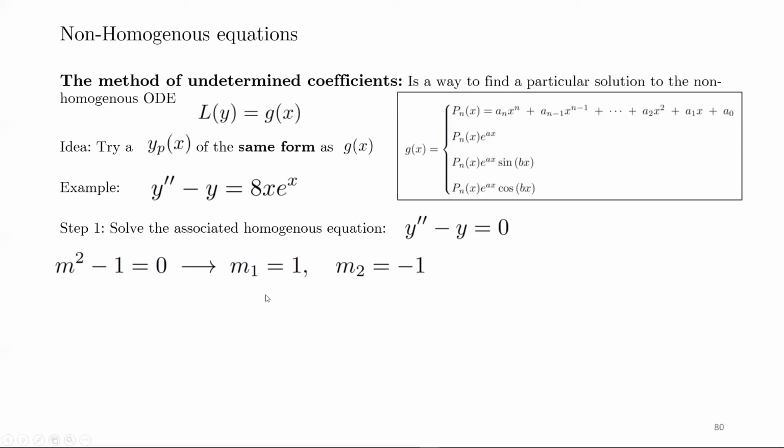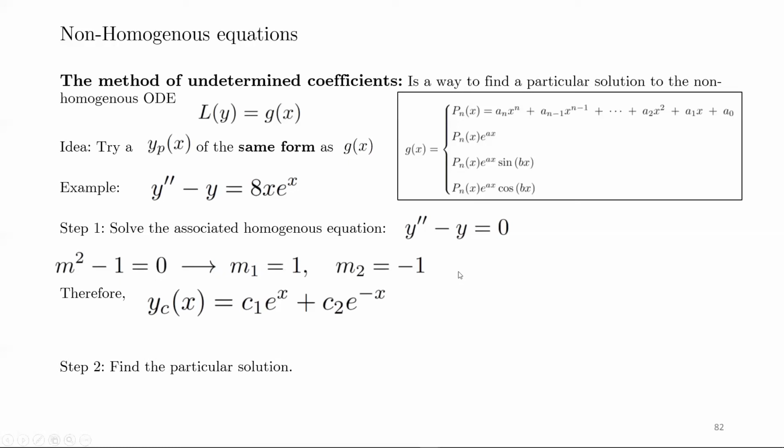And again, because I know my case 1, 2, and 3 from lectures 13 and 14, I can write down my complementary solution as c1 times e to the 1x plus c2 times e to the negative 1x. Okay, so pretty easy. Hopefully this is becoming second nature for you now, solving these homogeneous constant coefficient equations.